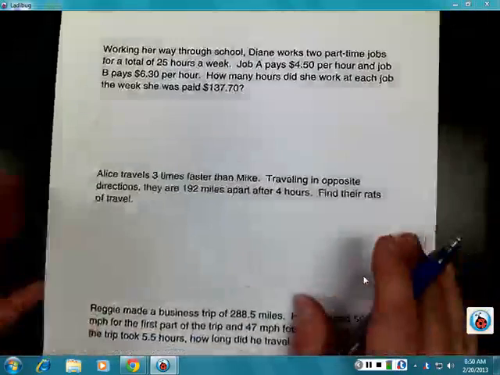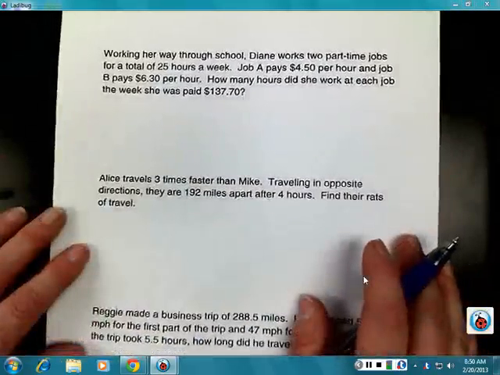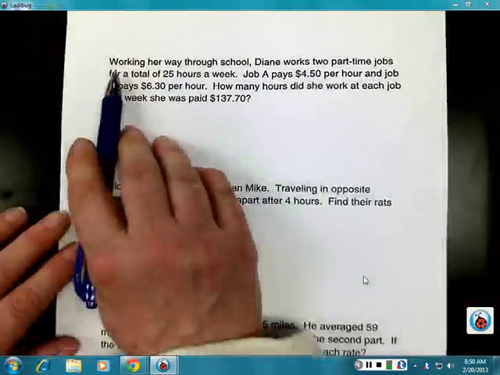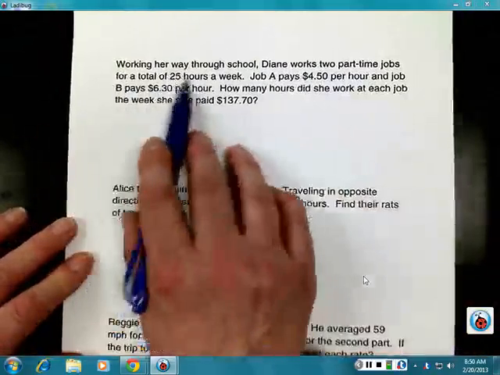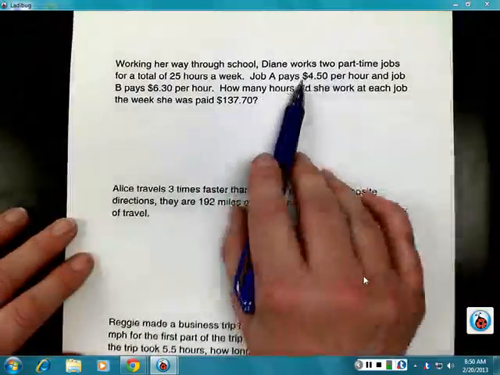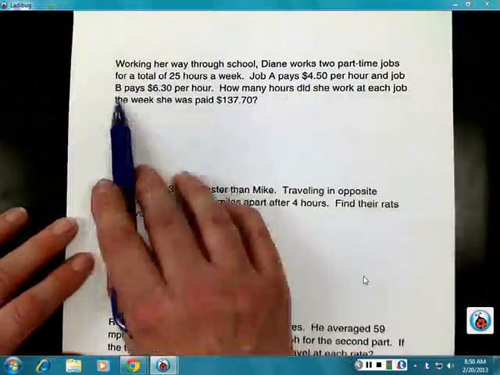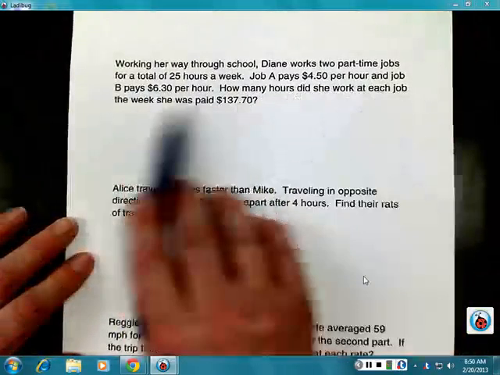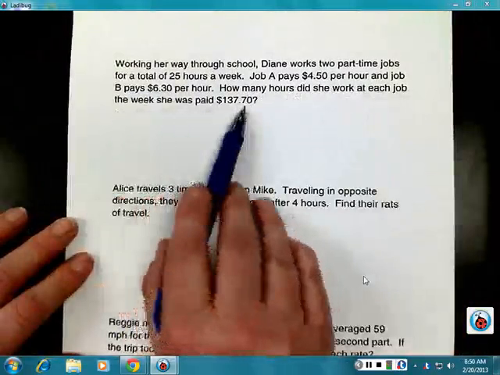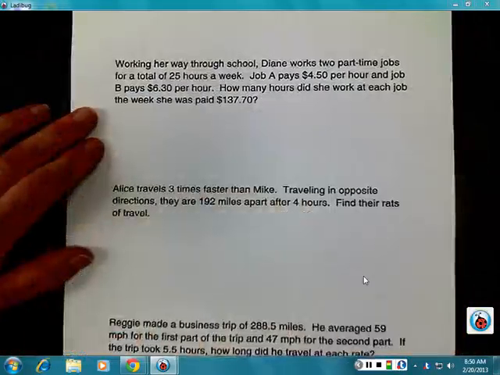So let's take another look at what we got here, because I know I got some extra ones here, because I kind of pulled out a whole bunch of stuff here. So let's just kind of talk about some of these and figure out what we got to do here. Working your way through school, Diane works 2 part-time jobs for a total of 25 hours a week. Job A pays $4.50 per hour, and job B pays $6.30 per hour. How many hours did she work at each job the week she was paid $137.70?